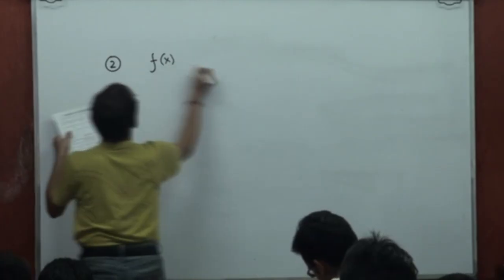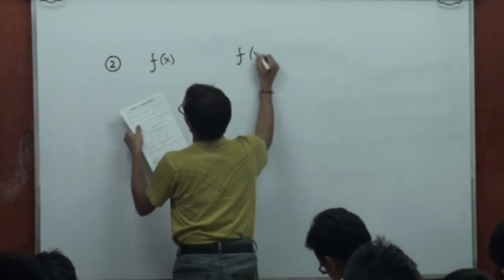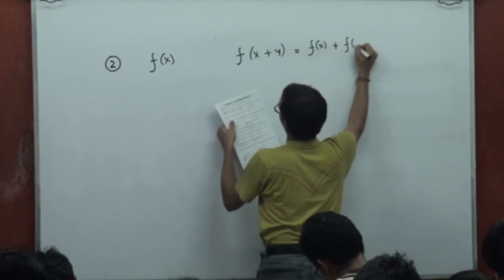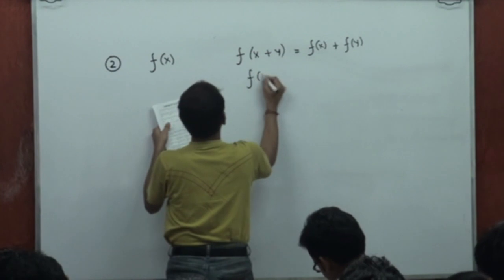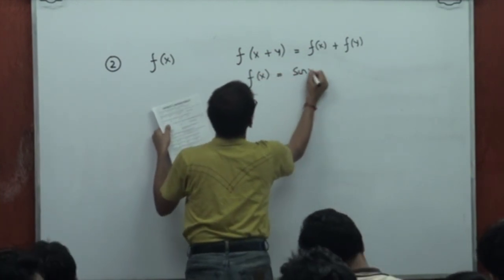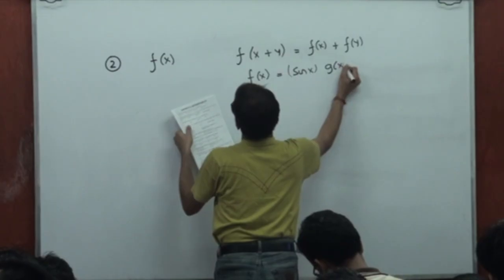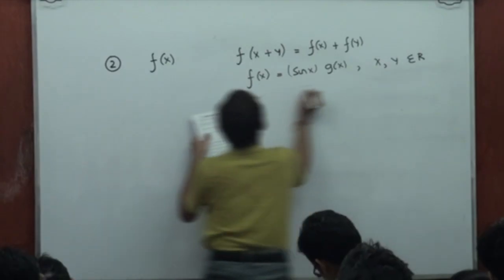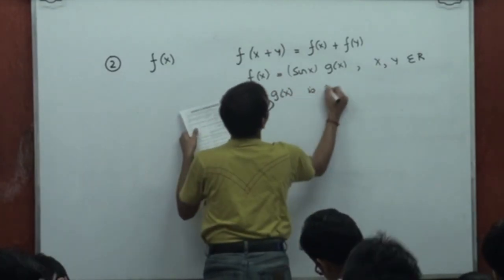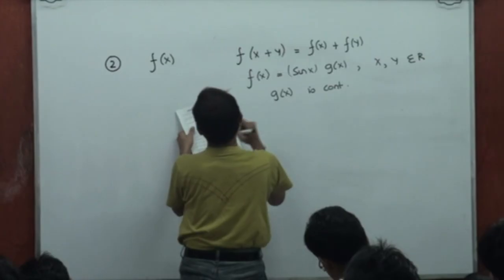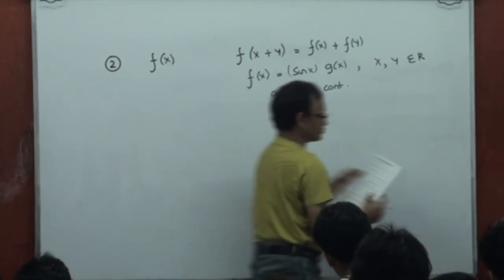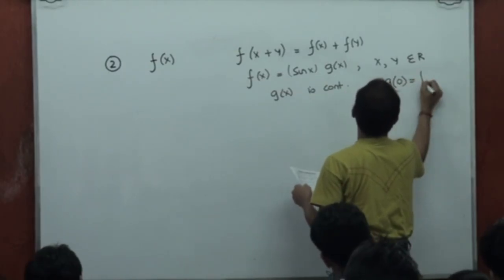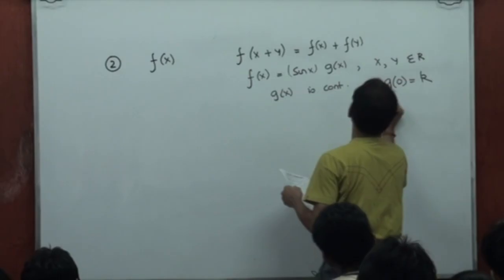Fx is a function such that f of x plus y is f of x plus f of y, and f of x is sine x gx for all x, y belonging to the set of real numbers. Gx is continuous for all x. We want to be able to find f dash x, given that g0 is k.